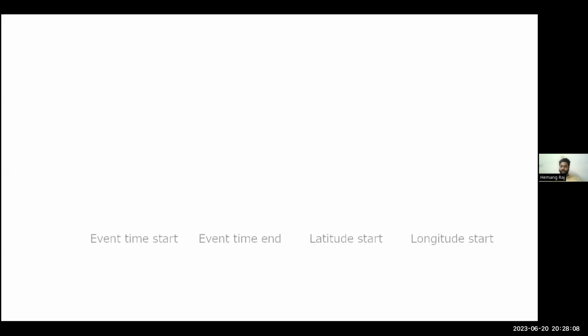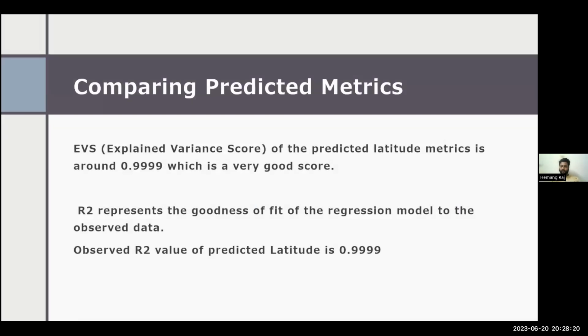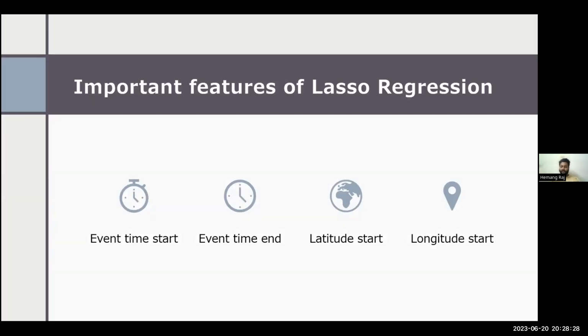The first algorithm I have used is lasso regression. The features for lasso regression which I have taken are event start time, event end time, latitude start, and longitude start. So what is lasso regression? Lasso regression is a machine learning algorithm in which we assign coefficients to the already present features. For example, the lasso regression algorithm assigns some value to event start, some value to event end time, some value to latitude start, and some value to longitude start.